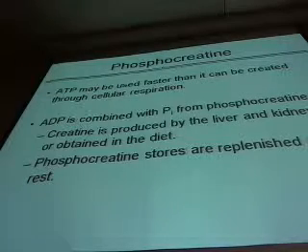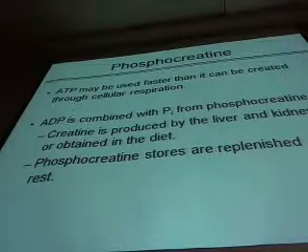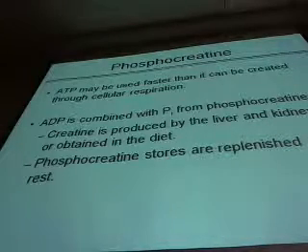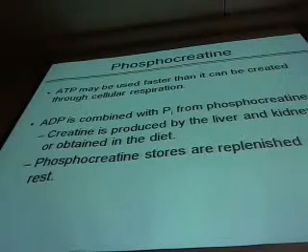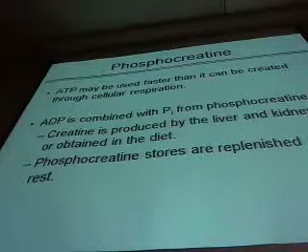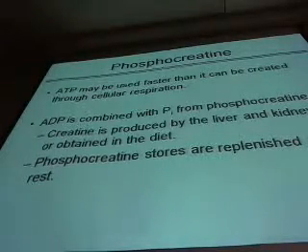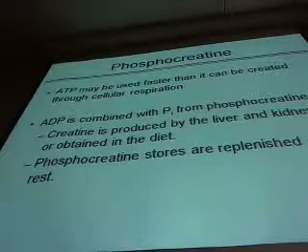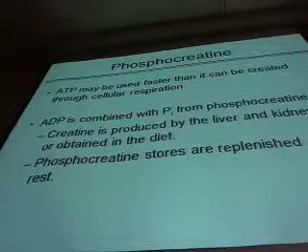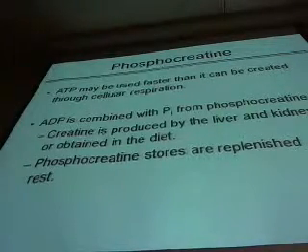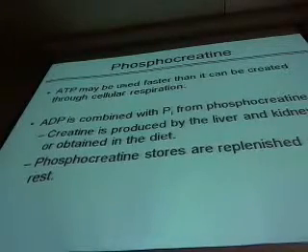Phosphocreatine. We know that we're using ATP for muscle contraction. At some point, you start running out of ATP. The body only stores so much ATP. So it has a system with phosphocreatine: it pulls the phosphorus off the creatine and combines it with an ADP to make more ATP. And this happens very quickly.